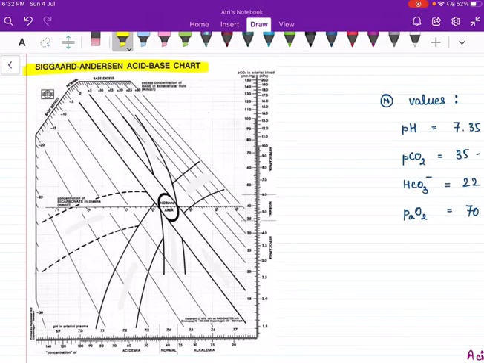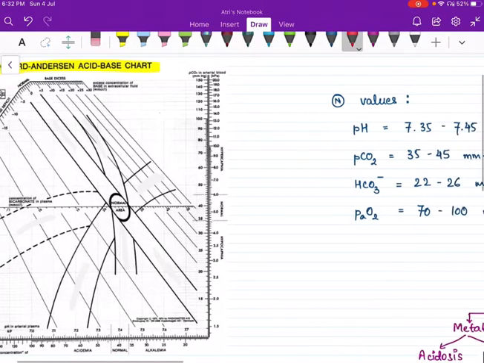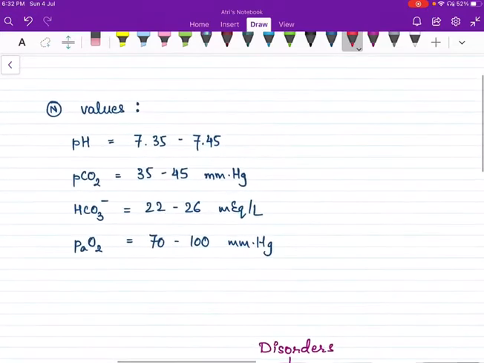Now before coming to the chart itself, let's quickly take a look at our normal values of arterial blood gas. The pH is maintained between a very narrow range of 7.35 to 7.45, and for calculation and practical purposes we take an average of 7.4. PCO2 levels are maintained between 35 to 45 millimeters of mercury and the average is taken as 40. Bicarbonate levels are maintained between 22 to 26 milliequivalents per liter and the average is taken as 24.